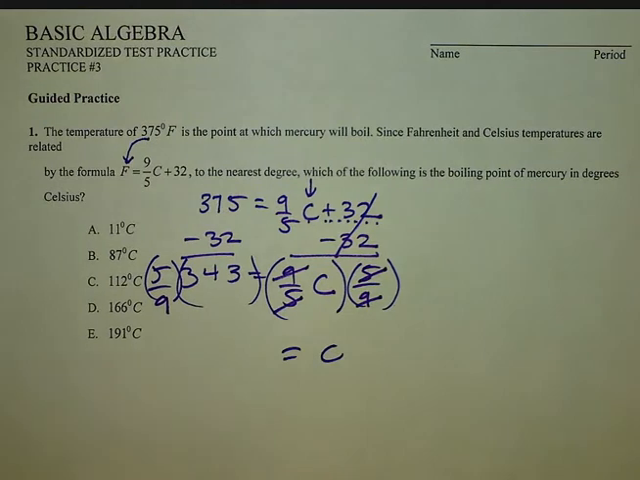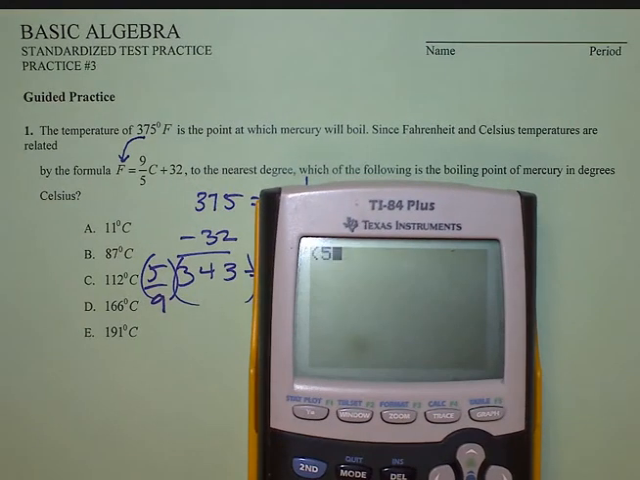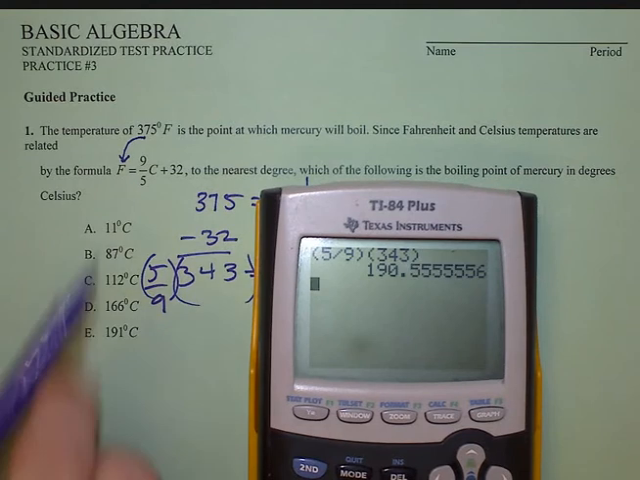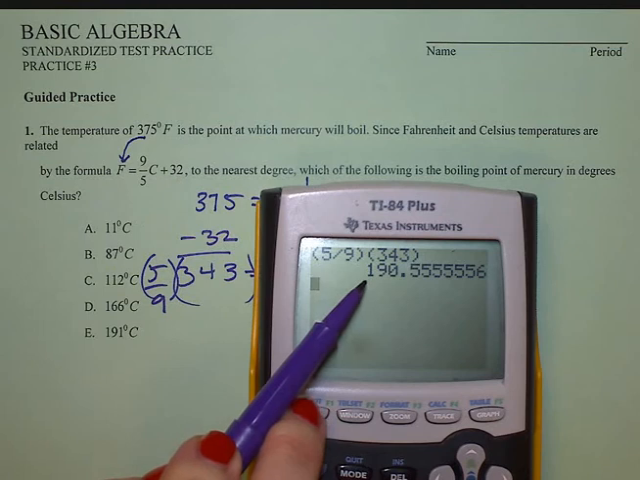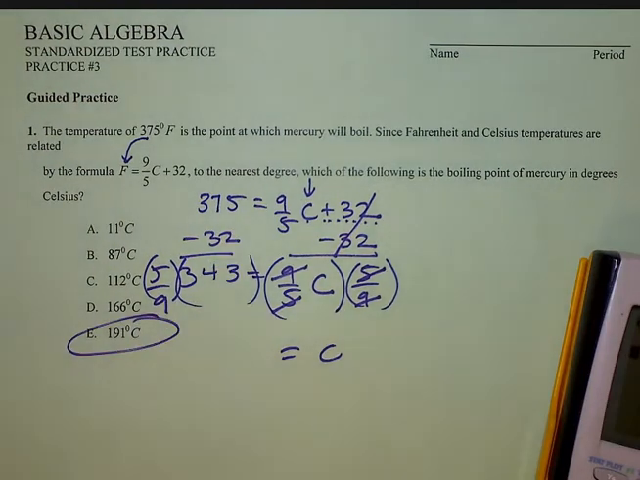And now using a calculator, make sure to use parentheses. 5 divided by 9 times 343. And it says round to the nearest degree, which would be 191 degrees Celsius. Correct answer is option E.